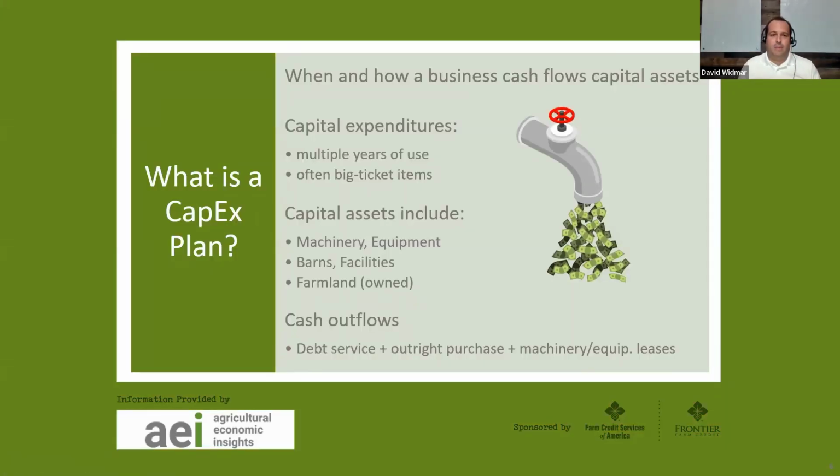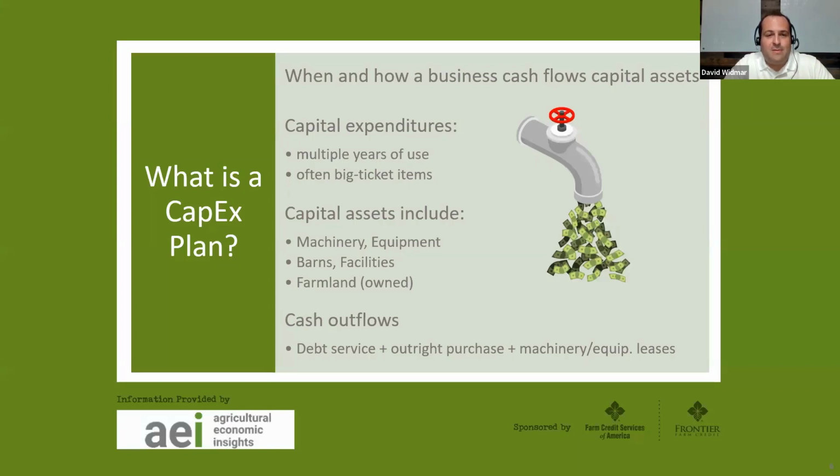To back up just a little bit, we're going to provide some background and some definitions before we dive into some specific steps. And so really, when we're talking about a CapEx plan, it's to think about these capital expenditures, and it's really, for the purpose of today's conversation, the question of when and how a business cash flows those capital assets. And why are capital expenditures so important?